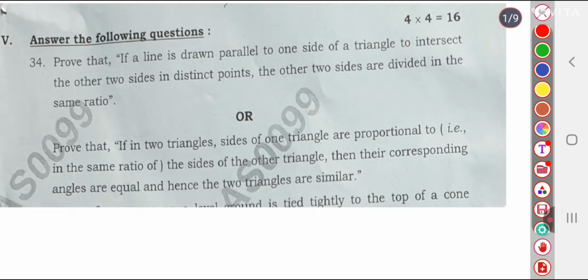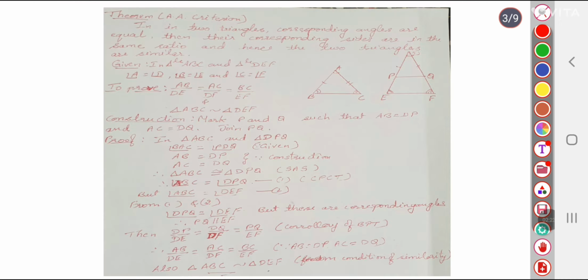This is the AA criteria theorem. That also, I'll give you the theorem. Just go through the theorem. I'll explain this theorem also in another video. I've given the theorem in an easy way. Just go through this.